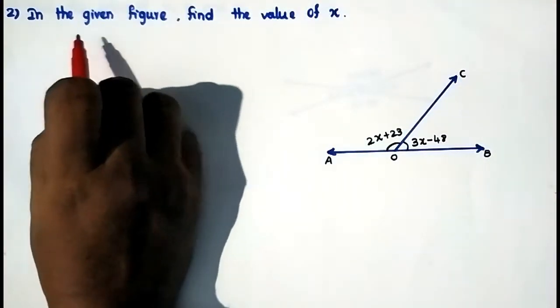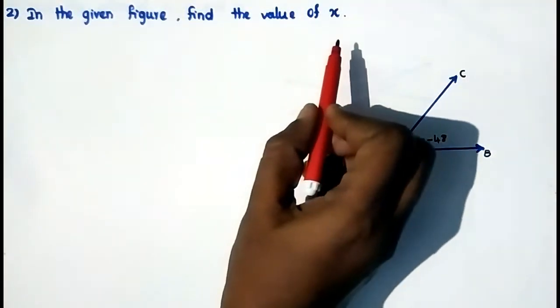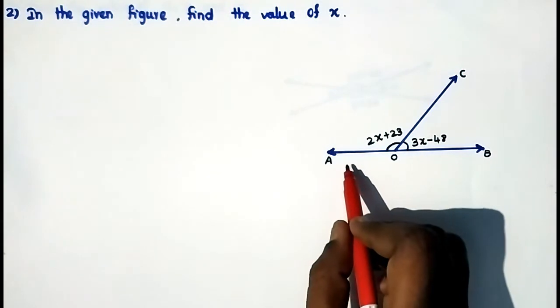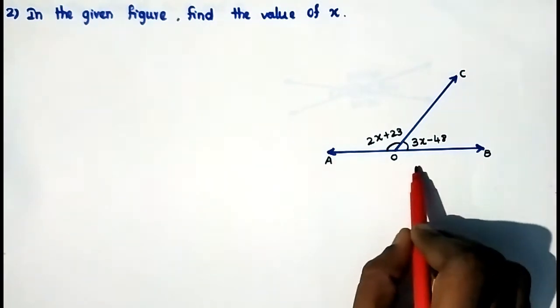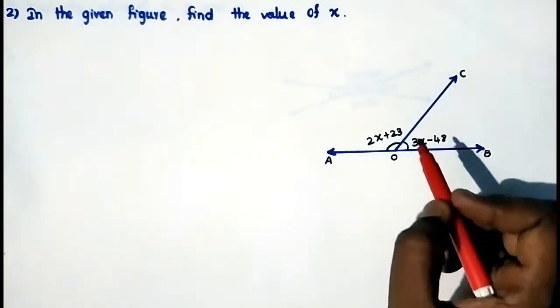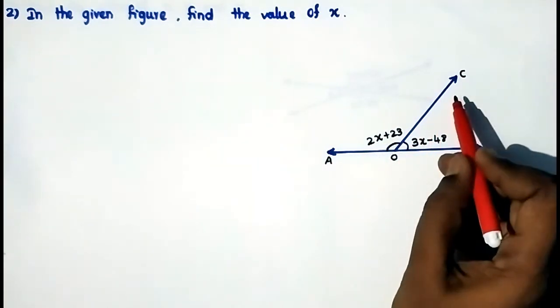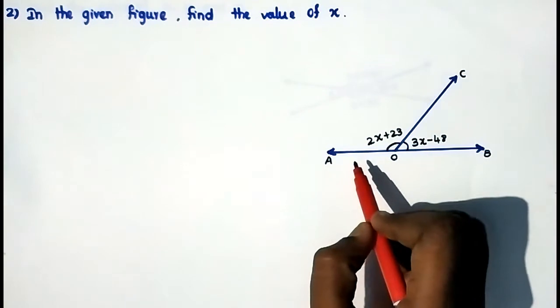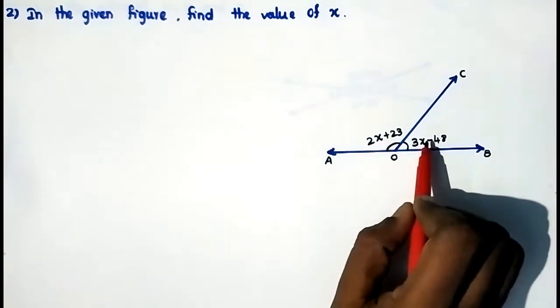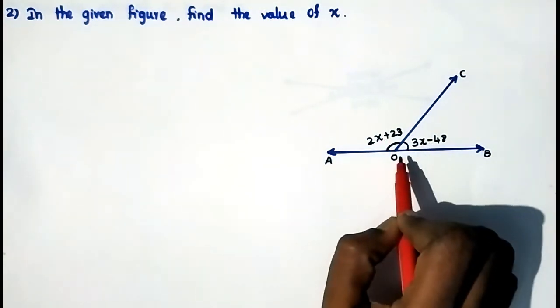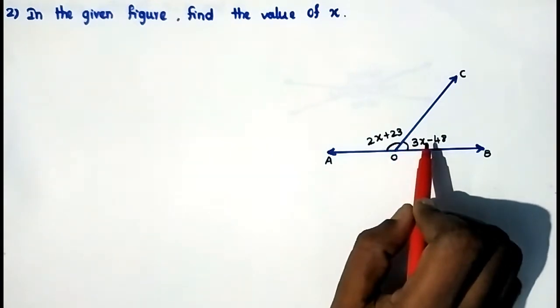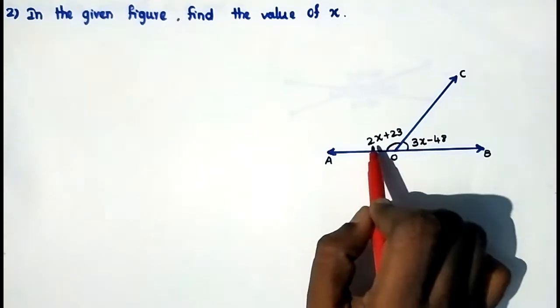Second sum. In the given figure, find the value of x. Listen here. Angle AOB is a straight line. It is split into two angles, AOC and COB. It is linear pair because straight angle 180 degree. Add this two angles, means we get 180 degree. So that is linear pair.